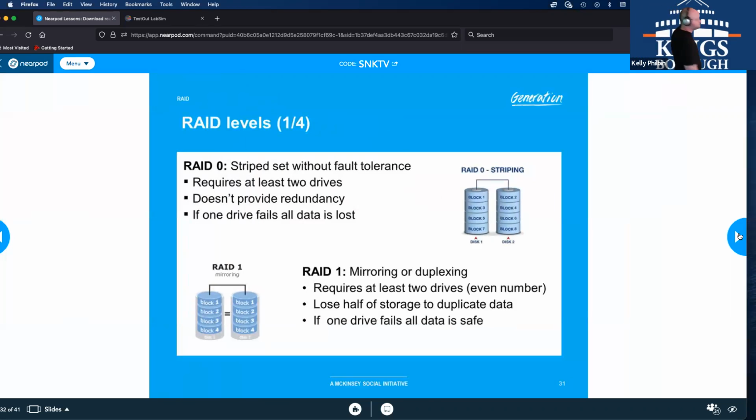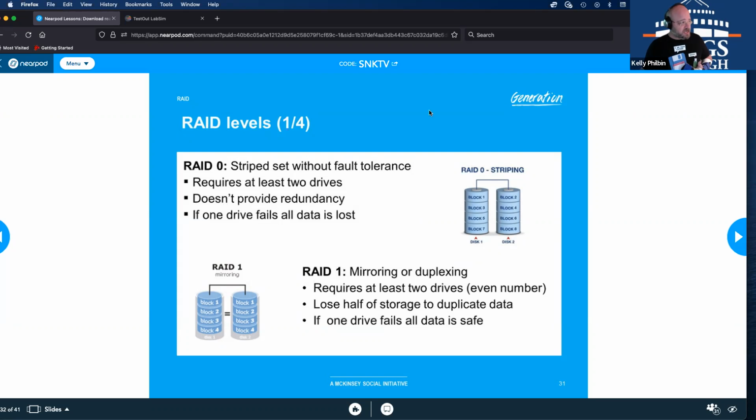So the first RAID type we need to talk about is RAID 0. The nickname for RAID 0 is striping. It's basically writing the data across the drives. So remember the jigsaw puzzle I was talking about, where you had the picture and you were breaking it up into little pieces and putting part of it in one drive and part of it in the other? That's exactly what a RAID 0 is doing.